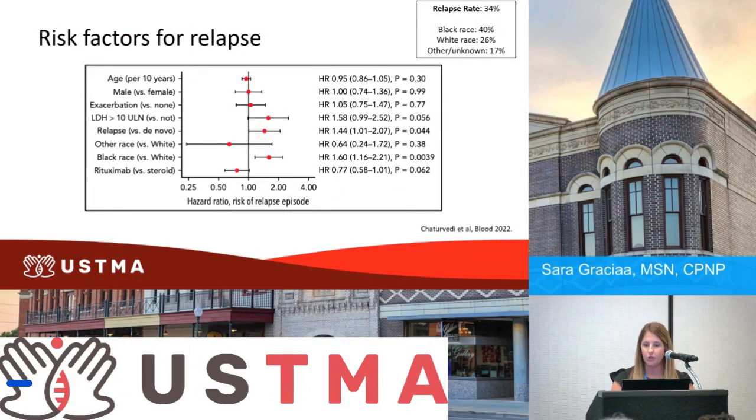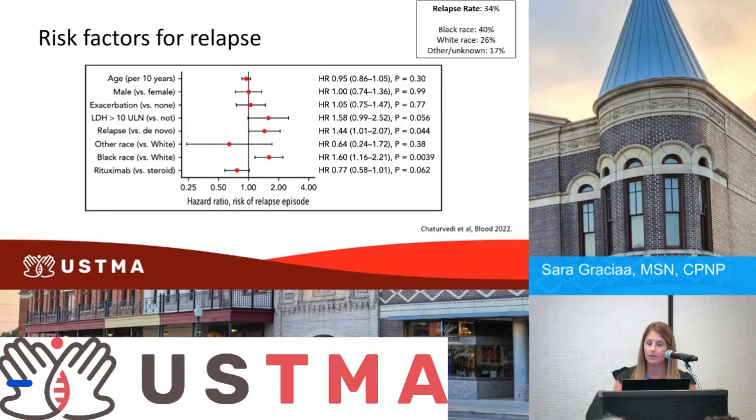So in total, 34% of the patients in the study relapsed, 40% of the Black patients relapsed, and 26% of the white patients. This here is a forest plot from the study. The risk factors for relapse that they looked at are listed there on the left. To quickly orient you, the red dot, when it's to the right of the vertical line there in the middle, the risk of relapse is increased. And if the dot is to the left, the risk is decreased.